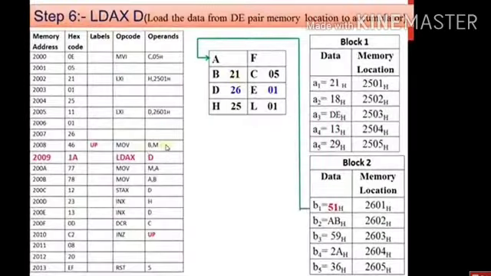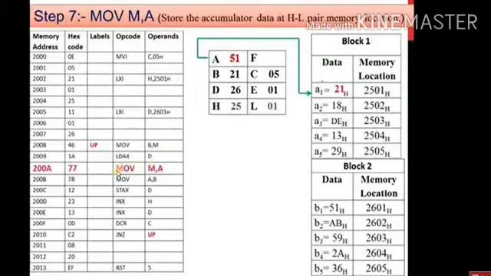Okay. Now next one, LDAX D. It means load the data from the DE pair to the accumulator. Now what is there in DE pair? See, 51 is there. So 51 should get loaded into the accumulator. See the arrow. Students, give attention to the arrow. It is on 51. 51 should come into the accumulator. Done. Okay.